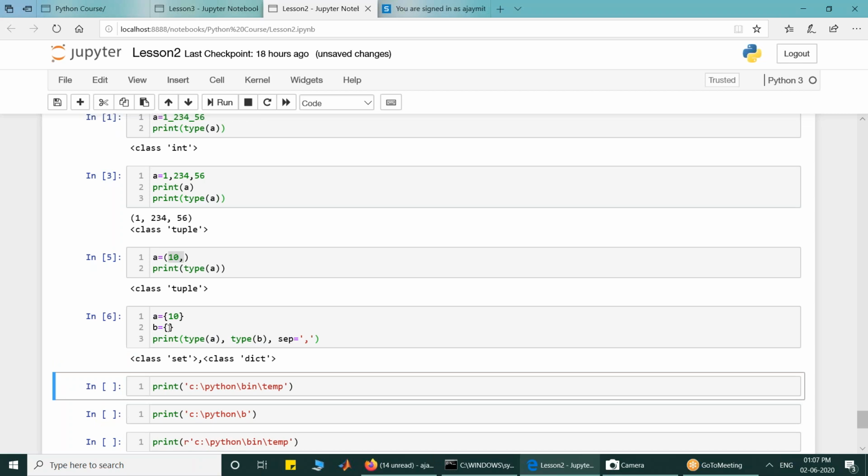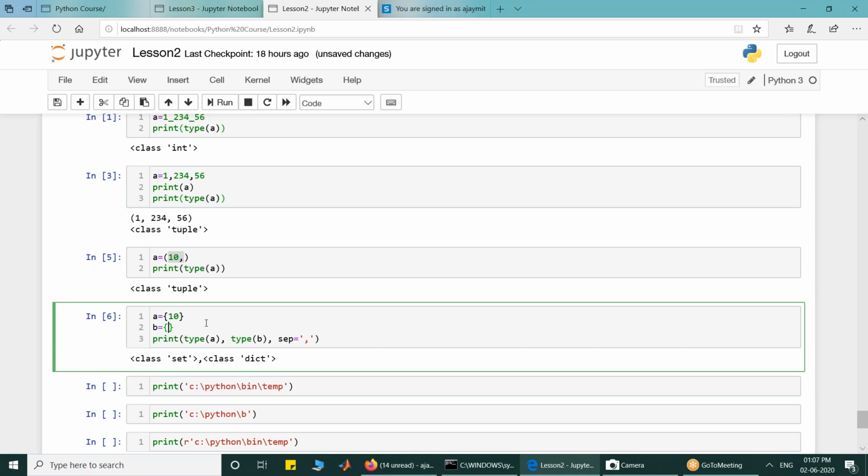Remember, empty curly brackets make a dictionary. It does not make a set. I want to make B an empty set. Tell me how should I do? If I have written empty braces, B became a dictionary. I do not want to make B a dictionary. I want to make B an empty set. What should I do?